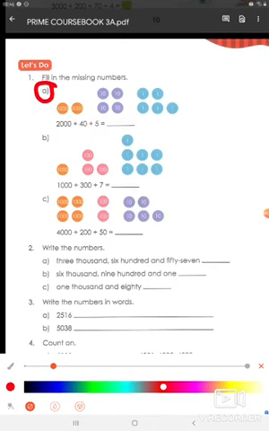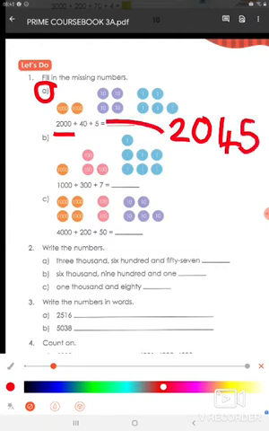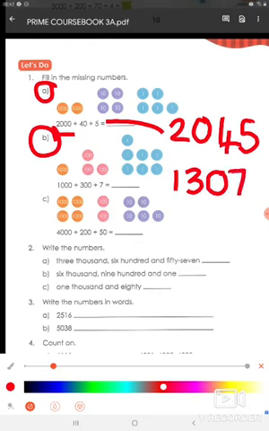1A is 2,000. And how many hundreds? 0 hundreds. How many tens? 1. No, teacher, 4. How many ones? 5. So that's 2,045. And then B, how many thousands is there? 1. How many hundreds is there? 3. How many tens are there? 0. How many ones are there? 7.